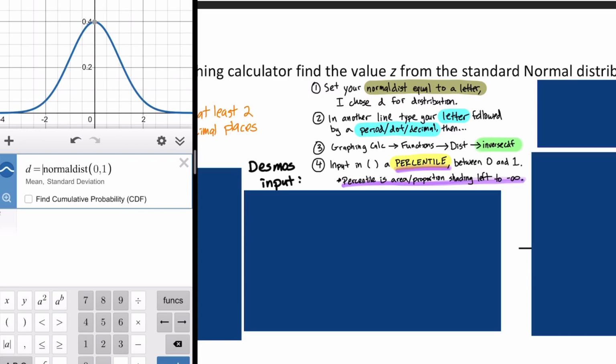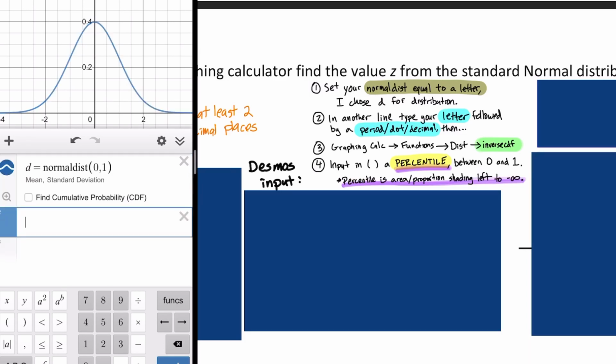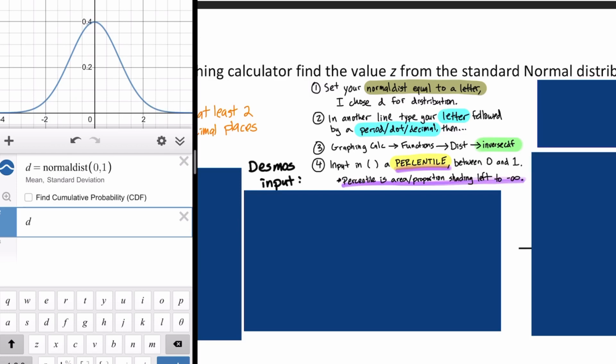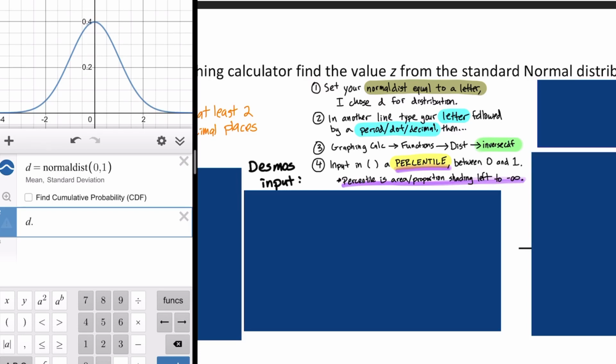We did this similar with lists and stuff. So I'm just giving it a name, D. And then in another line, we're going to type our letter. So I'm going to go back to my keyboard and type a D, and then follow it by a decimal, a period, a dot, whatever you want to call it, but the dot. And then we need to input the inverse CDF. So in mathematics, an inverse function switches the inputs and the outputs. Previously with the CDF, that is a function, it's a cumulative distribution function. When I put in an x value, a percent comes out. So now I'm going to put in a percent, and an x is going to come out.